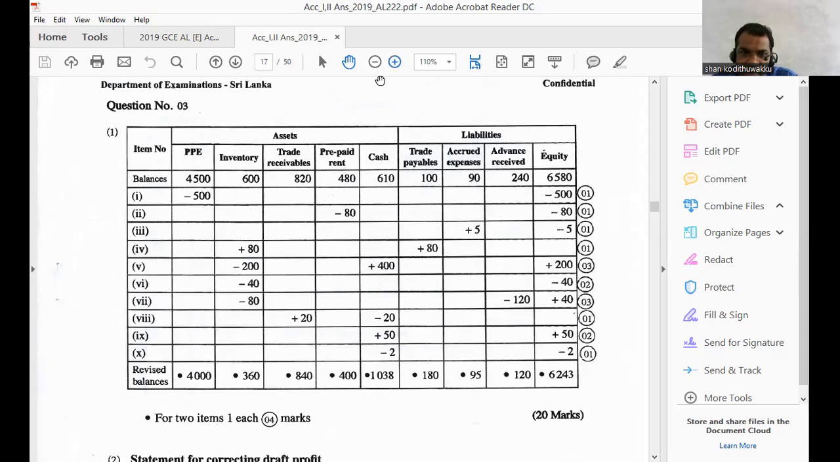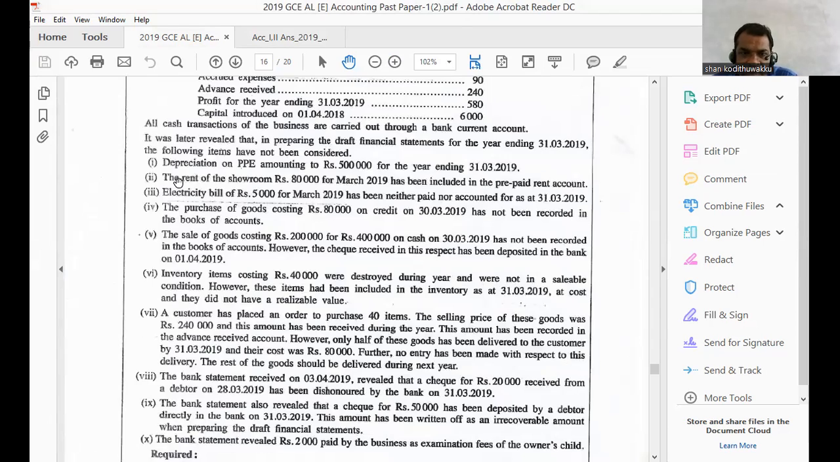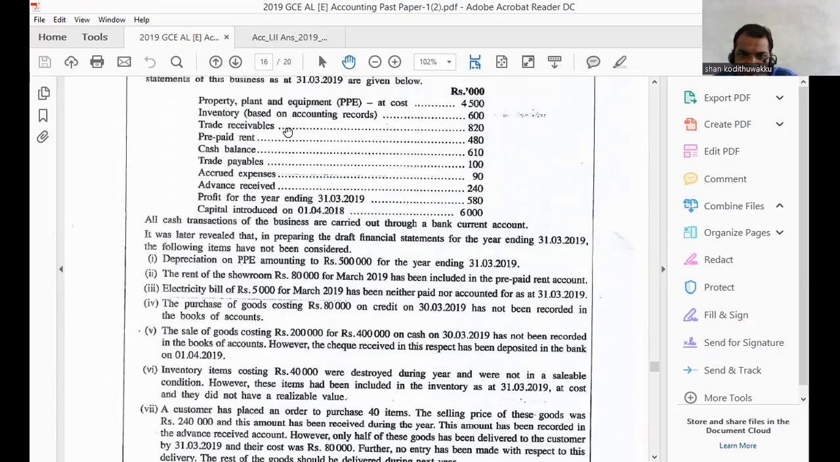Right. Then, adjustment number, we can take adjustment number 2 again. We have to read it properly. The rent of the showroom, rupees 80,000 for March 2019, has been included in the prepaid rent account. Here, in the opening balances list, you are given prepaid rent. Normally, we pay rent in advance, 480. As they have mentioned, the rent of the showroom, 80,000 for March, has been included in the prepaid.